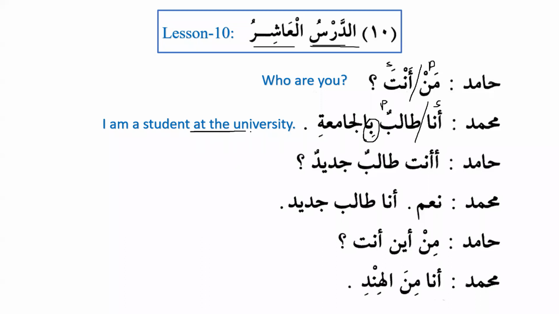So when we talk about the place, the preposition that we can use is ba, bil jamiati. Hamidun, anta talibun jadidun. So what kind of construction or phrase is this? Talibun jadidun. Please tell me quickly. Anta talibun jadidun. Are you a new student? So talibun jadidun is mawsuf and sifa, noun and adjective. Man'ut wa na'at.